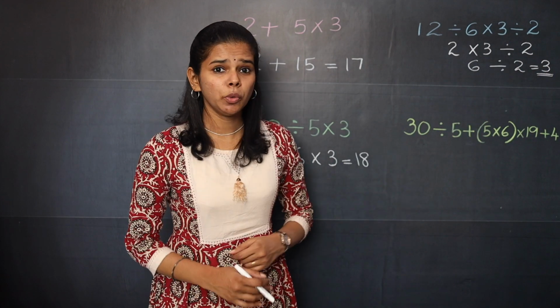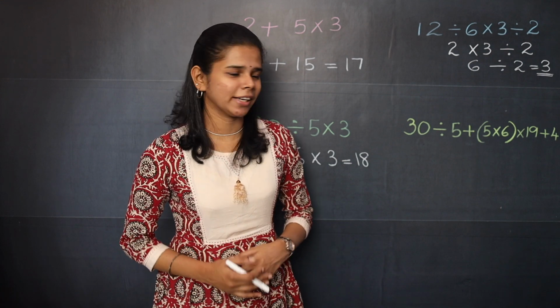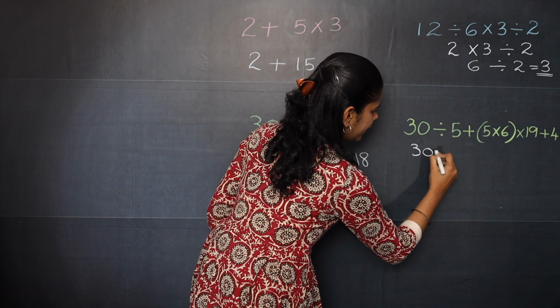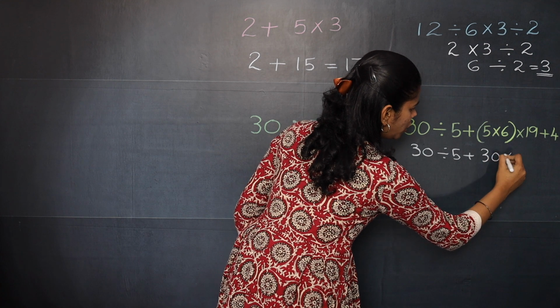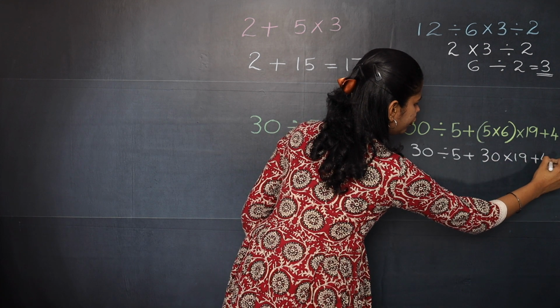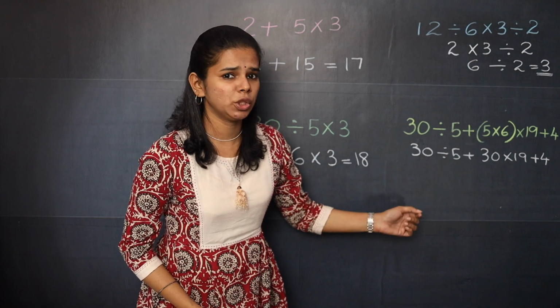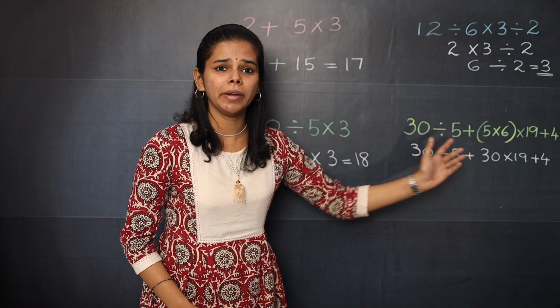In this example, you can see many operations and also you can see a parenthesis, that's a bracket. So that you should start first. So it becomes 30 divided by 5 plus 30 into 19 plus 4. Now you can see division and multiplication and also addition. So as I mentioned, division and multiplication you can do from left to right.